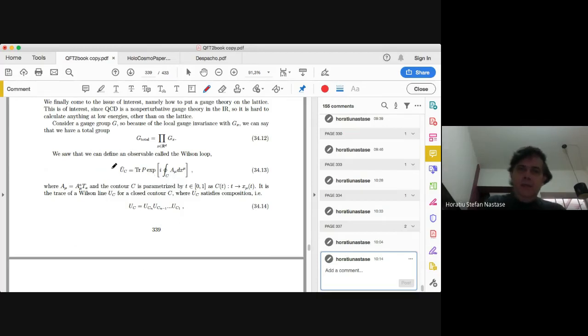Now, we saw that we can define an observable called the Wilson loop. We've described it a few lectures back. The Wilson loop is the trace of the path-ordered exponential of i times the integral over a closed path C of A mu dx mu. A mu is A mu a T a, and we can parameterize the contour C by a parameter t from 0 to 1, as C of t, the function that takes t to x mu of t.